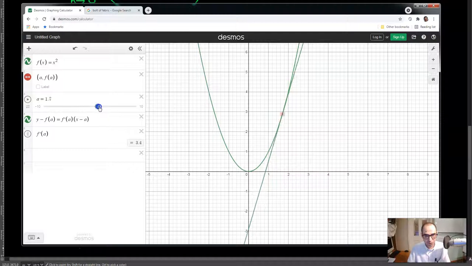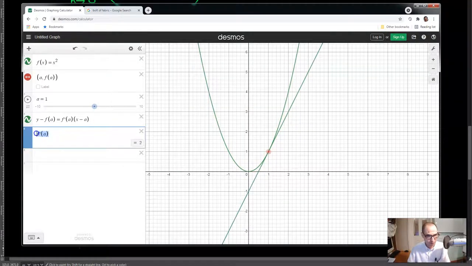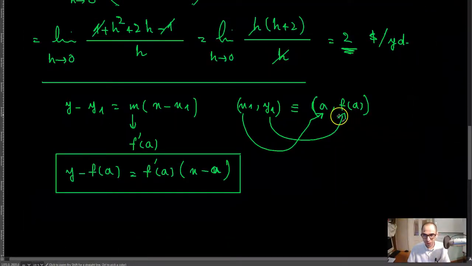As I change the value of a, the slope of the line changes so that the line remains tangent to the graph of the function at every point. But particularly at a equal to 1, you can see that the value of f prime of a, which is the slope of this line, happens to be 2, which is what we have calculated over here, right?